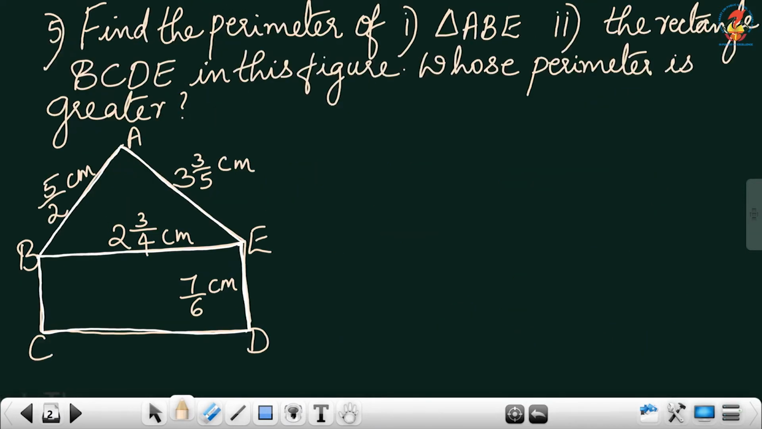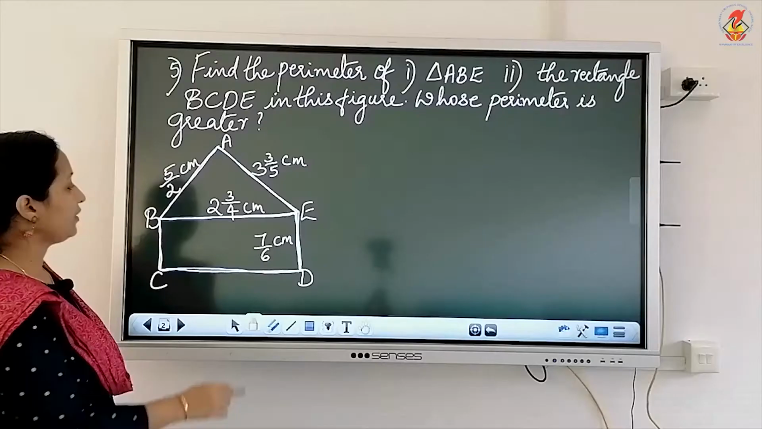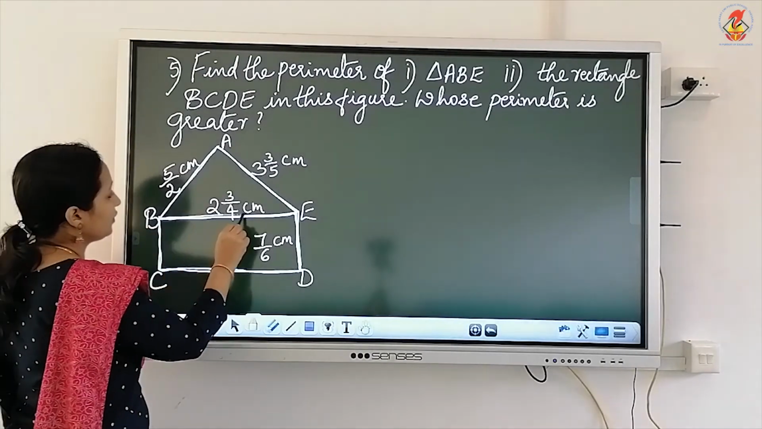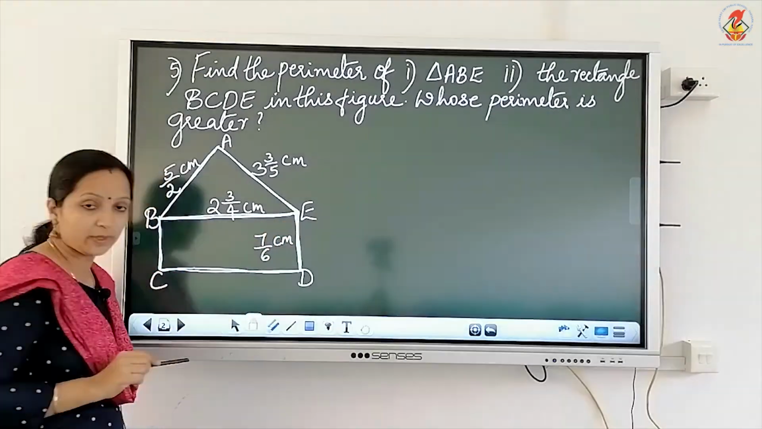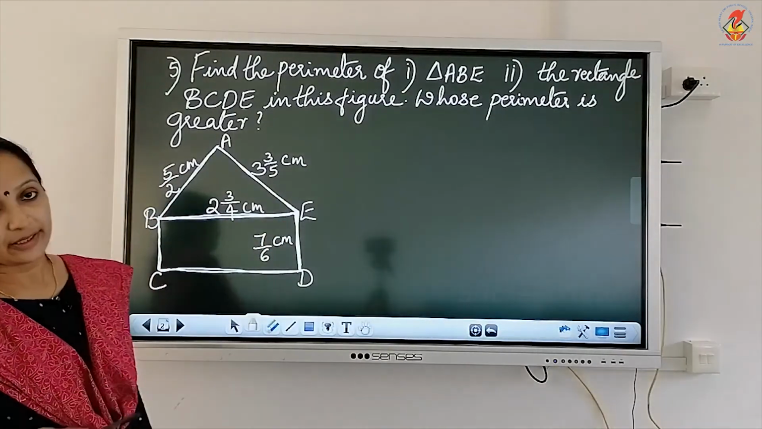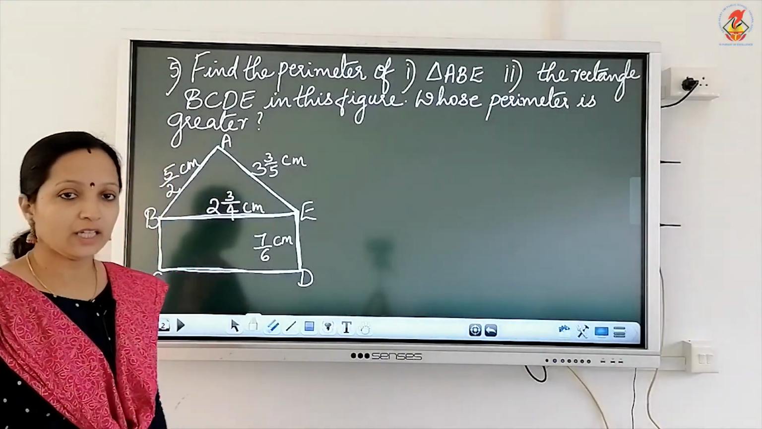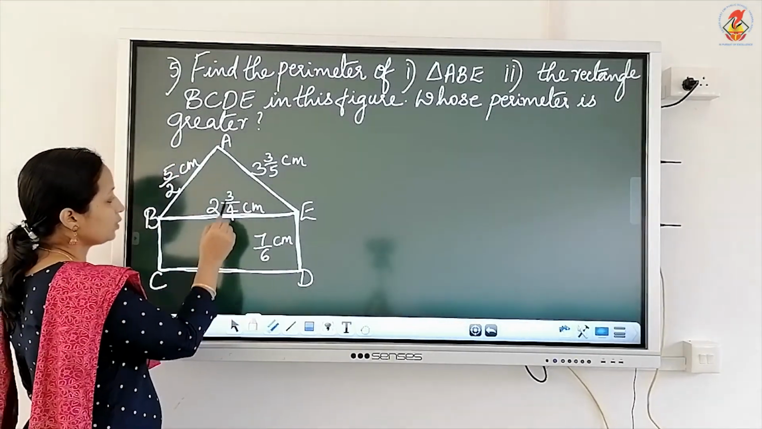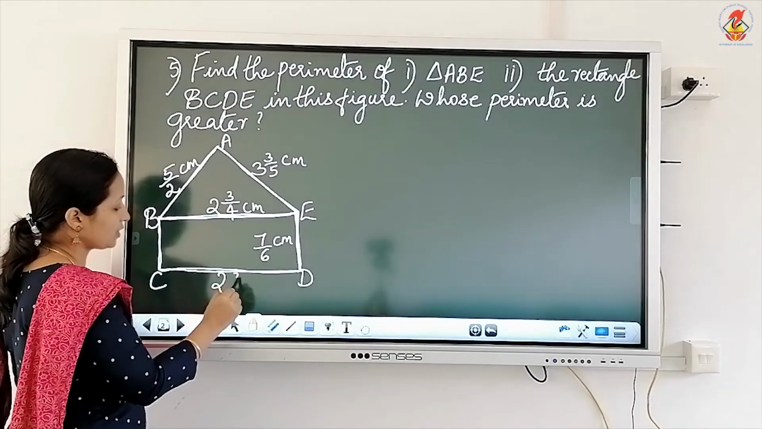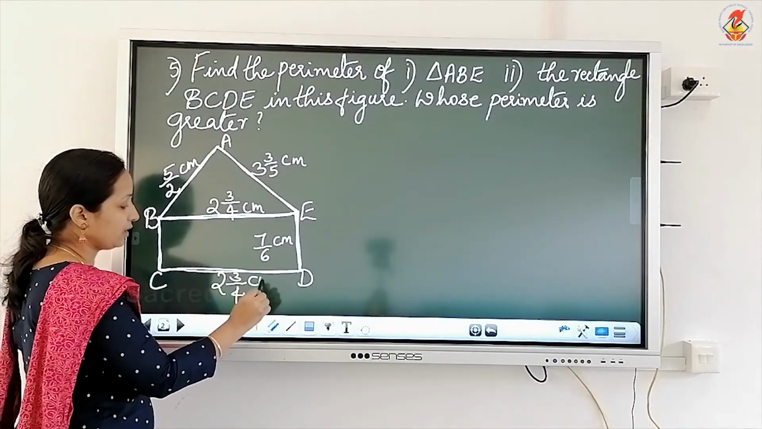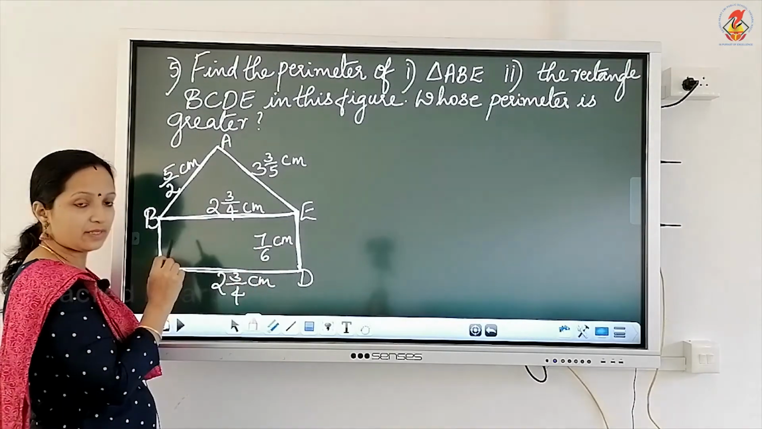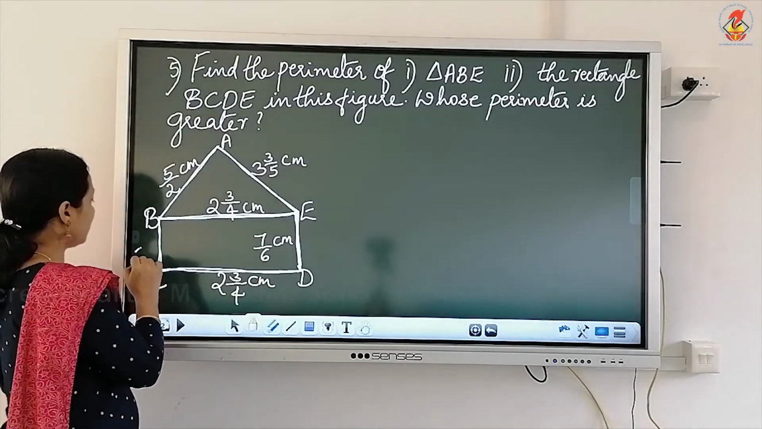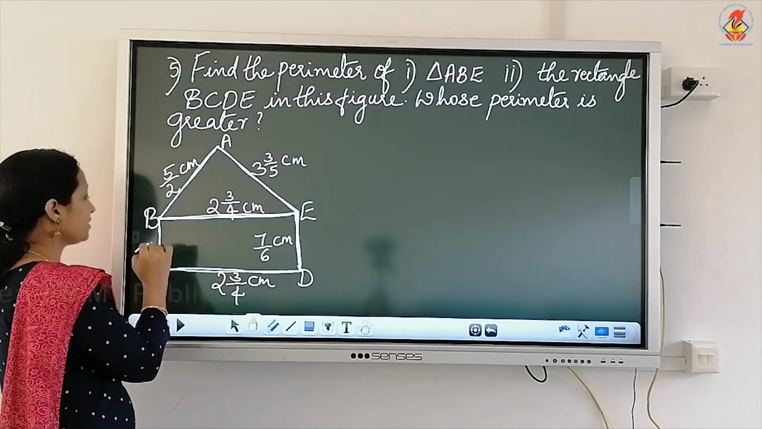Now what is the next part we have to find? We have to find the perimeter of the rectangle. And what is the speciality of a rectangle? We already studied in your lower classes. In a rectangle opposite sides are equal. That means if this is 2, 3 by 4, we can say this is also 2, 3 by 4 centimeter. If this side is 7 by 6, we can say this side is also 7 by 6 centimeter.